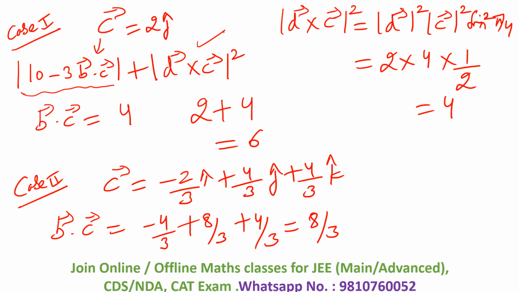Right? Now just put the value of b dot c as 8 by 3 in the expression. Now it becomes mod of 10 minus 8, plus 4. And this is how much? 2 plus 4, which is again 6. So that means the value of the required expression is 6 in both the cases.